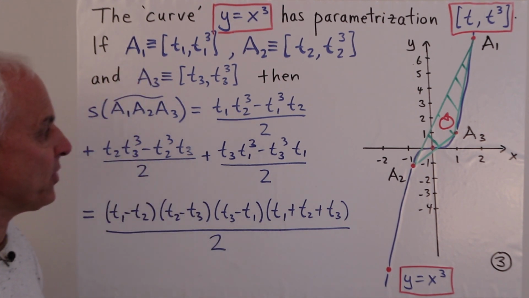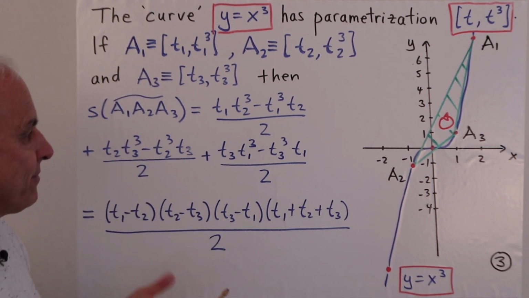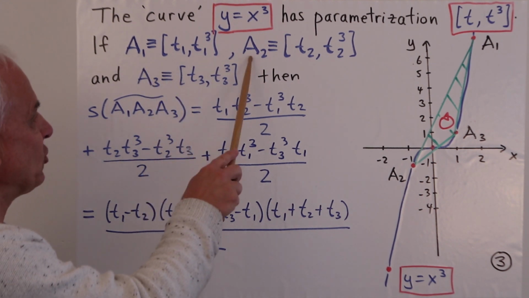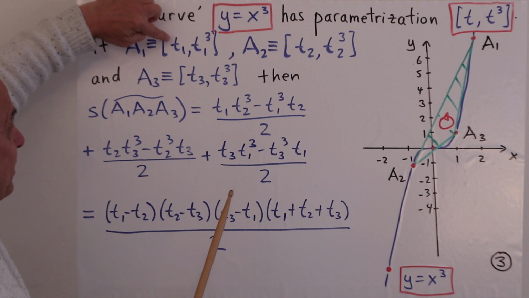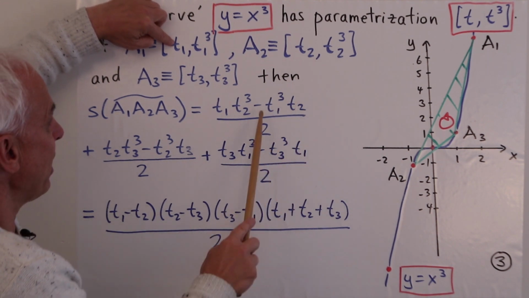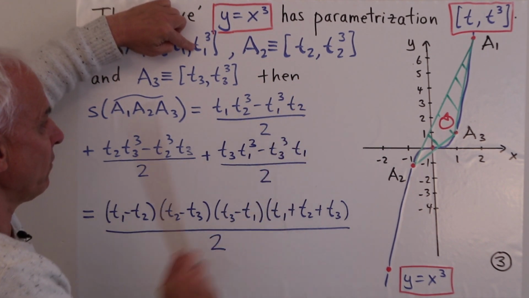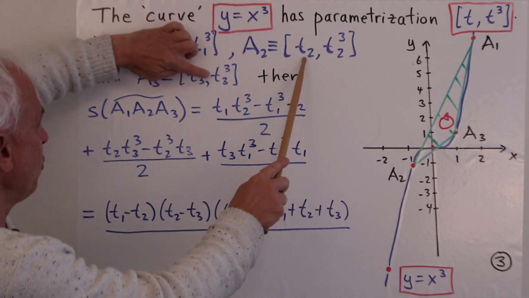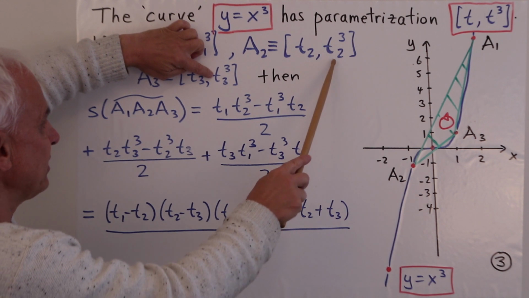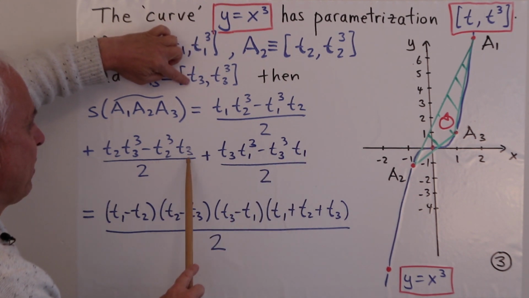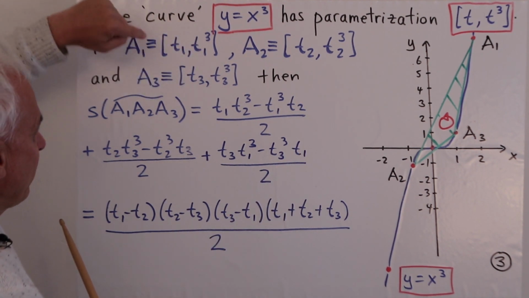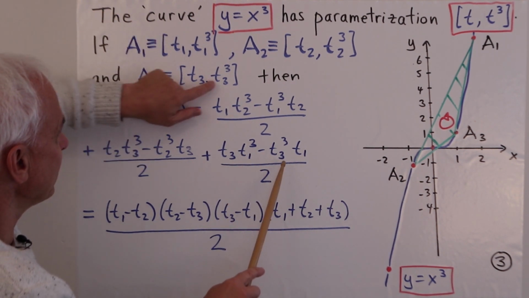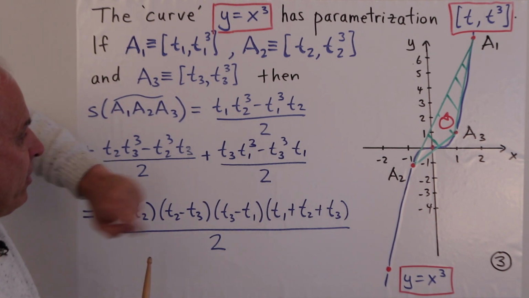And of course we can compute that now because we just take the sum of the signed areas of the 3 sides. So a1, a2 has signed area t1 times t2 cubed minus t1 cubed times t2 all over 2. And then a2, a3 will be t2 times t3 cubed minus t2 cubed times t3. And finally, a3, a1 will be t3 times t1 cubed minus t3 cubed times t1 all over 2.